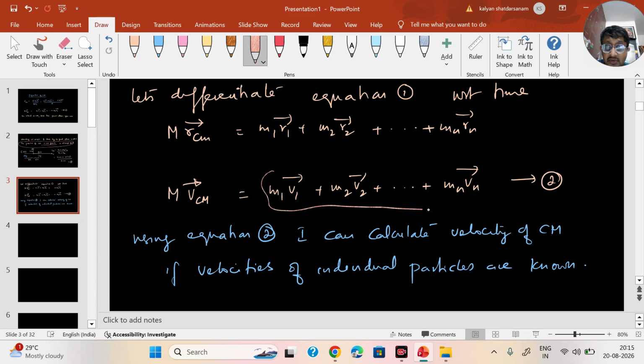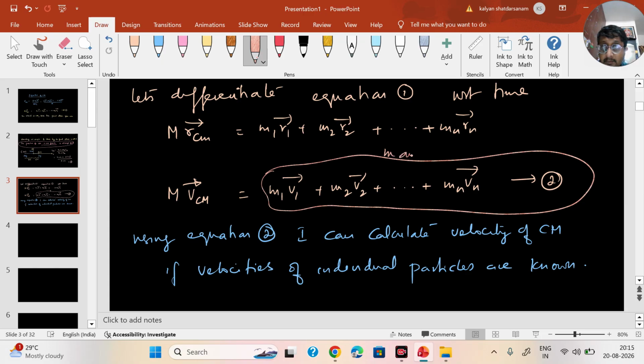So this happens to be momentum of all particles. That is how we have interpreted it. Now, what is on the left hand side? Total mass into velocity of center of mass. See what this statement is saying?